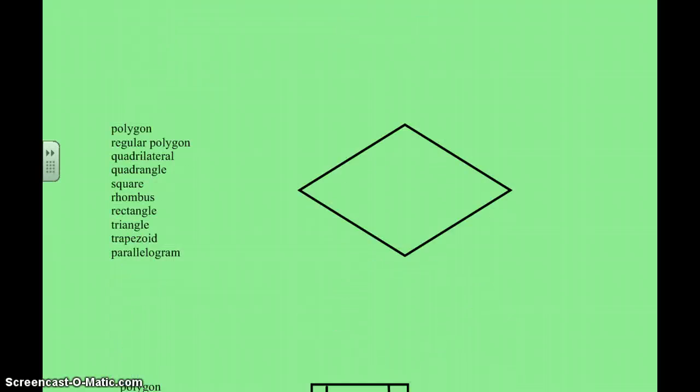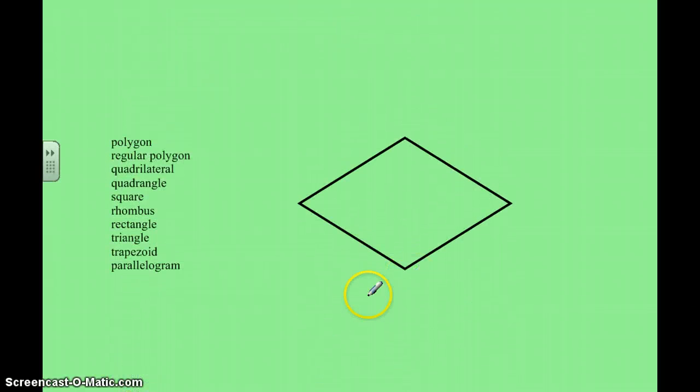Okay, let's try another one. Alright, so do we have a polygon here? Well, there are at least 3 sides and 3 angles? Yes. There are no intersecting lines? No. No curved lines? No. There's one interior. So it is a polygon.